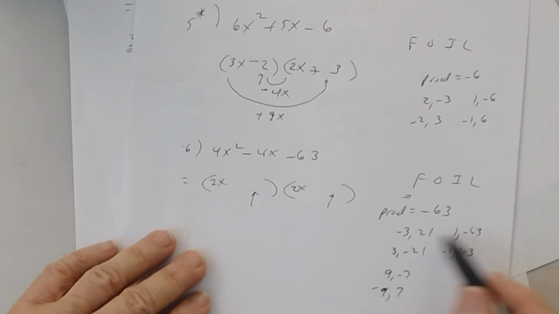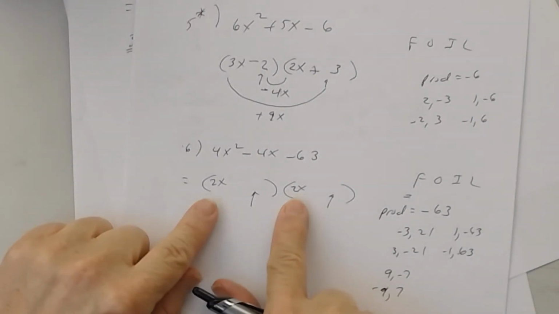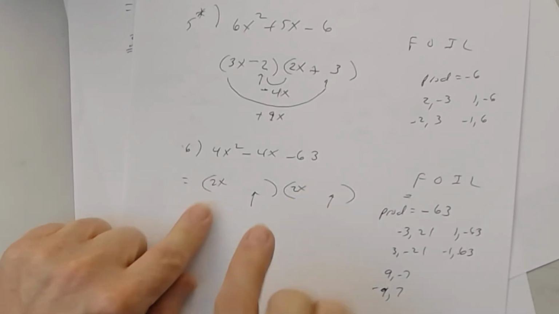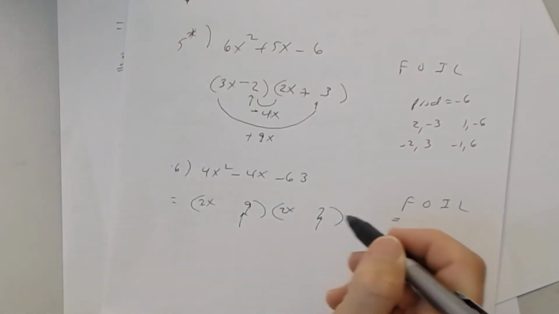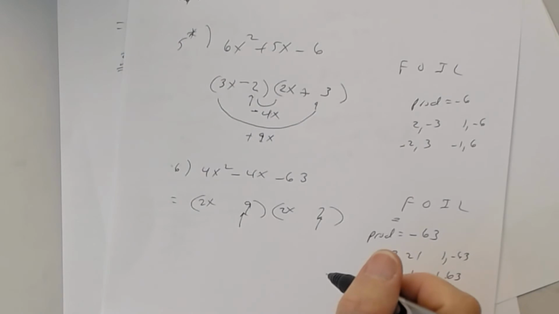So I know that one of these pairs is going to have to go inside here. But which one are you going to try first? 9 and 7. Now look, you see how these two first terms are identical? It does not matter where you put the 9 and the 7 because they're identical. So let's put the 9 here, the 7 here without putting the signs in. Let's not worry about the signs just yet. Okay?